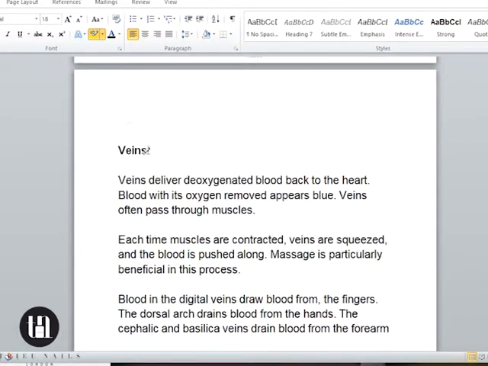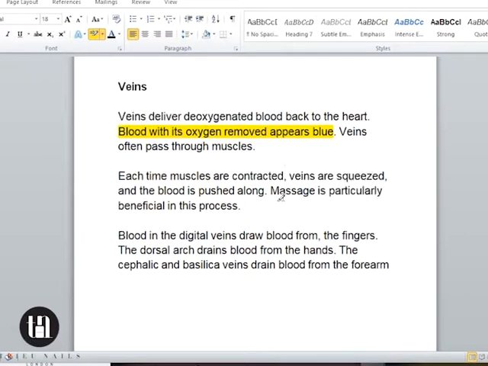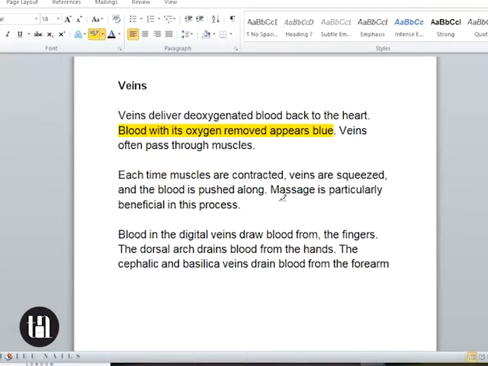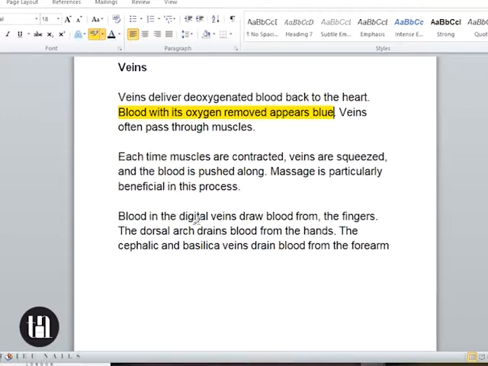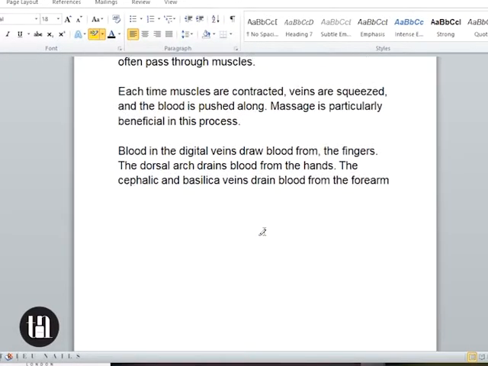So veins. Veins deliver deoxygenated blood back to the heart. Blood with oxygen removed appears blue. So we mentioned that blood with oxygen appears red; if it's without oxygen, it's blue. Veins often pass through muscles. Each time muscles contract, veins are squeezed and the blood is pushed along. Massage is therefore particularly beneficial in this process. The digital veins draw blood from the fingers, the dorsal arch drains blood from the hands, and the cephalic and basilic veins drain blood from the forearm.